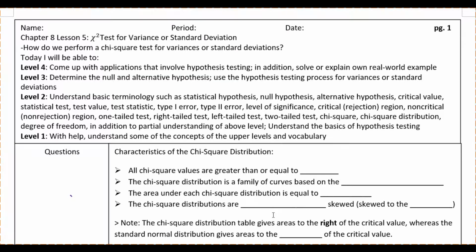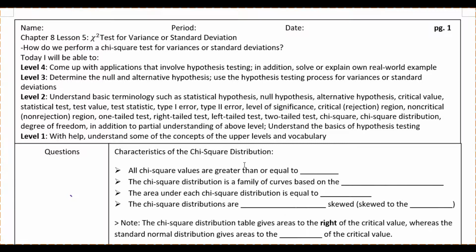Hello class, welcome to this lesson on the chi-squared test. So we're using this test in order to test for variances or standard deviations. In the previous lesson, if you recall, we did the z-test for proportions, and in the other lessons we looked at the z-test for means and then the t-test for the means.